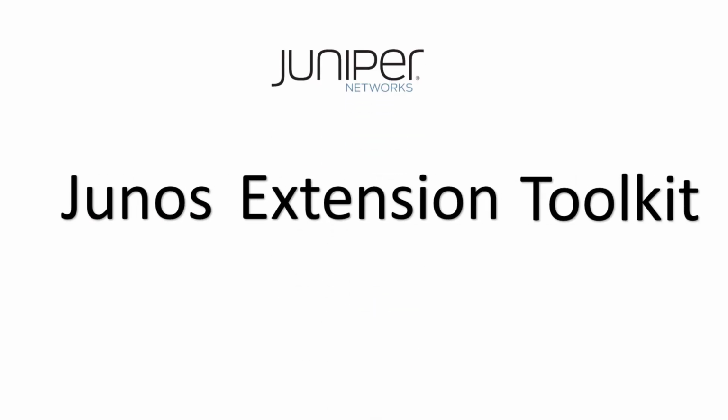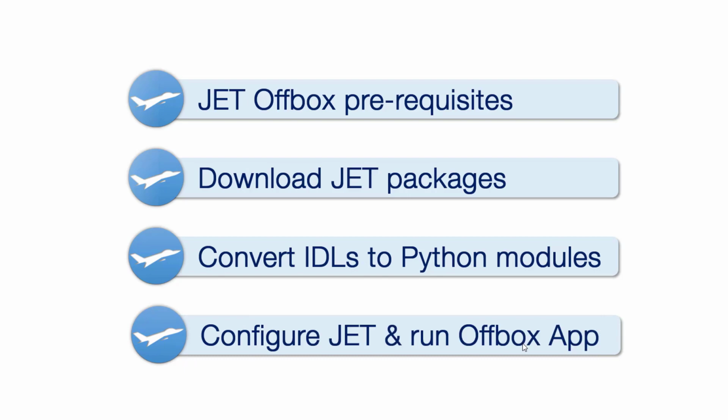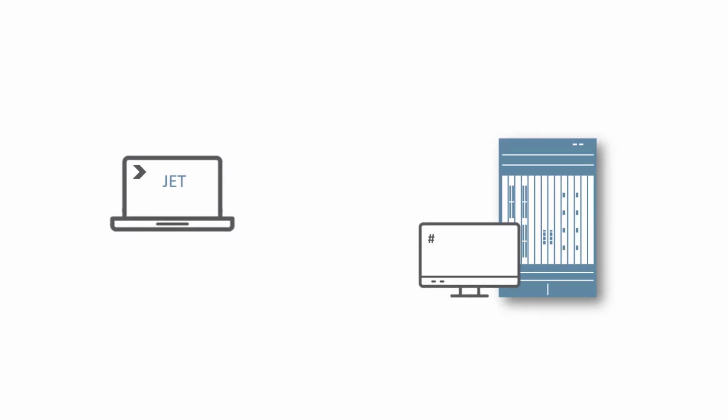Welcome to another tutorial on Junos Extension Toolkit. In this video, we will see how to set up your laptop for running Python Jet apps. We will go through the required Python packages. We will download the Jet client package from the Juniper.net website, convert the IDLs to Python modules, configure Jet on a device, and run a sample off-box Python application.